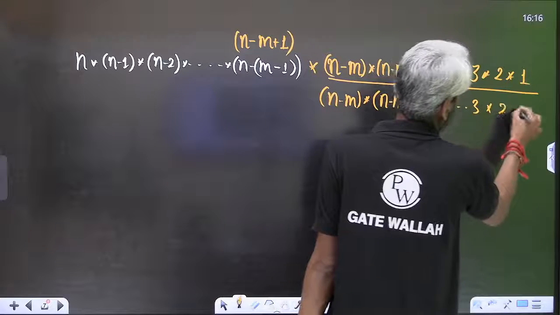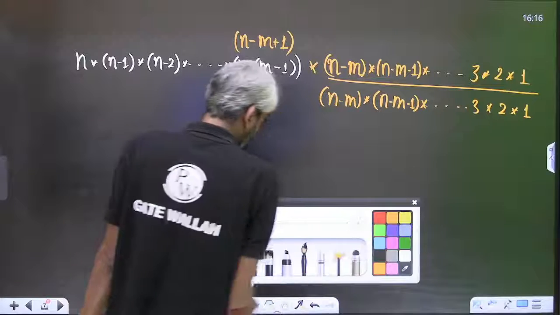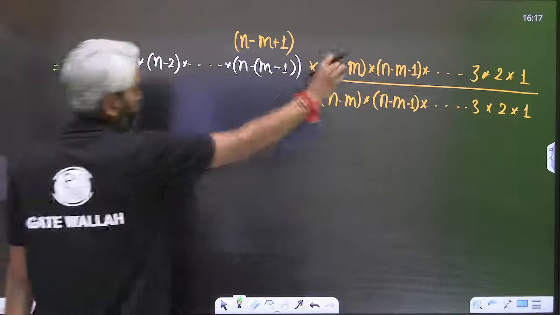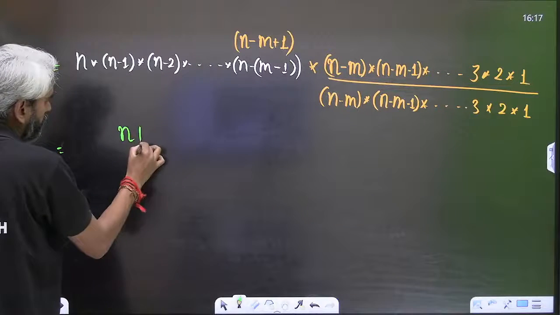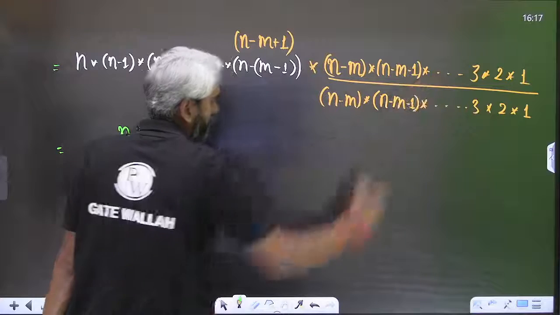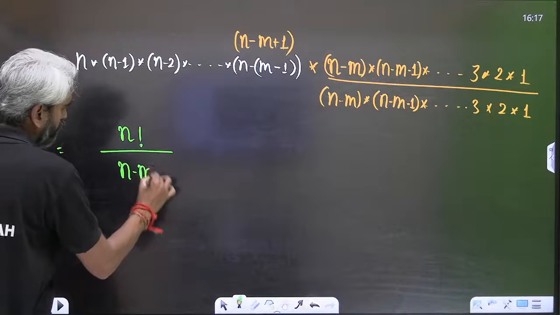So, sir, if you look at this, what is this? In the numerator, it is n into n minus 1, n minus 2, up to 3, 2, 1, which is n factorial, divided by n minus m, n minus m minus 1, up to 3, 2, 1, which is nothing but n minus m factorial.